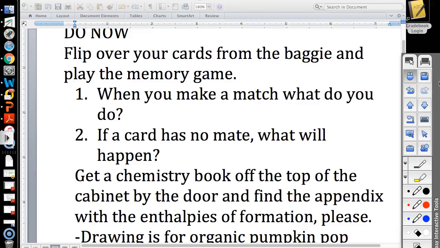You guys had done for me is you had taken little cards that match and you had them flipped over and you played the memory game. This has to do with Hess's law, and I'm going somewhere with it. We had a lot of love last period, kind of making sense of all this.